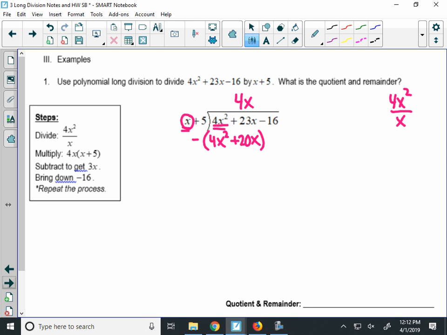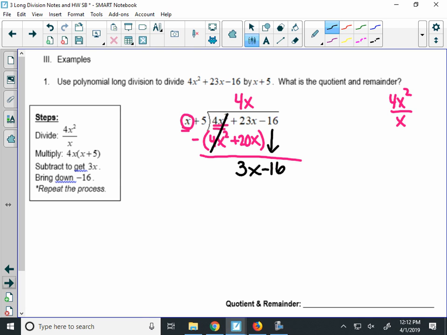All right, I put the parentheses there because later on if we get other negatives, you want to make sure that you are thinking correctly about the subtraction. All right, 4x squared minus 4x squared. What happens? They cancel. They're always going to cancel. If it doesn't cancel, you did it wrong. 23x minus 20x. 3x. All right. Then you bring down the next term.